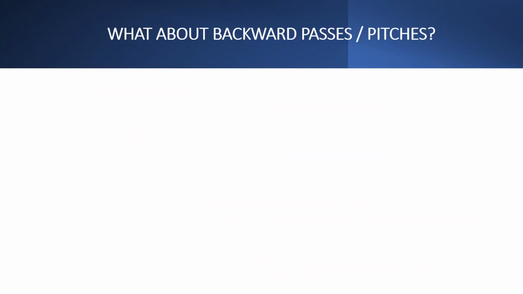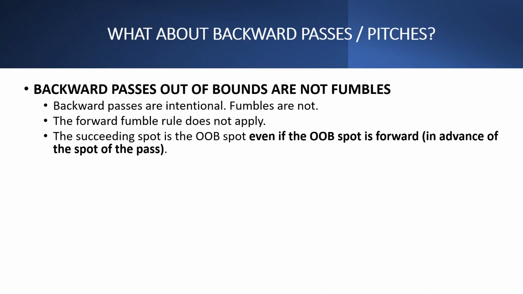Again, the rule covers fumbles that go forward and out of bounds. So what do we do with backward passes or pitches? Well, the first thing to remember is, of course, that a backward pass out of bounds is not a fumble out of bounds. Backward passes are intentional. Fumbles are not. So the forward fumble rule does not apply to a backward pass.